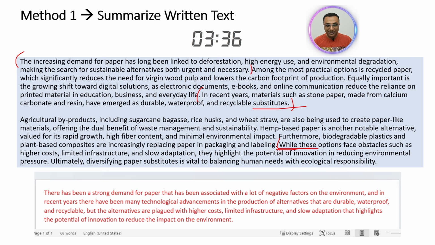Okay, we have written 68 words and we have kept a full stop in the end. Now let's quickly proofread our response.